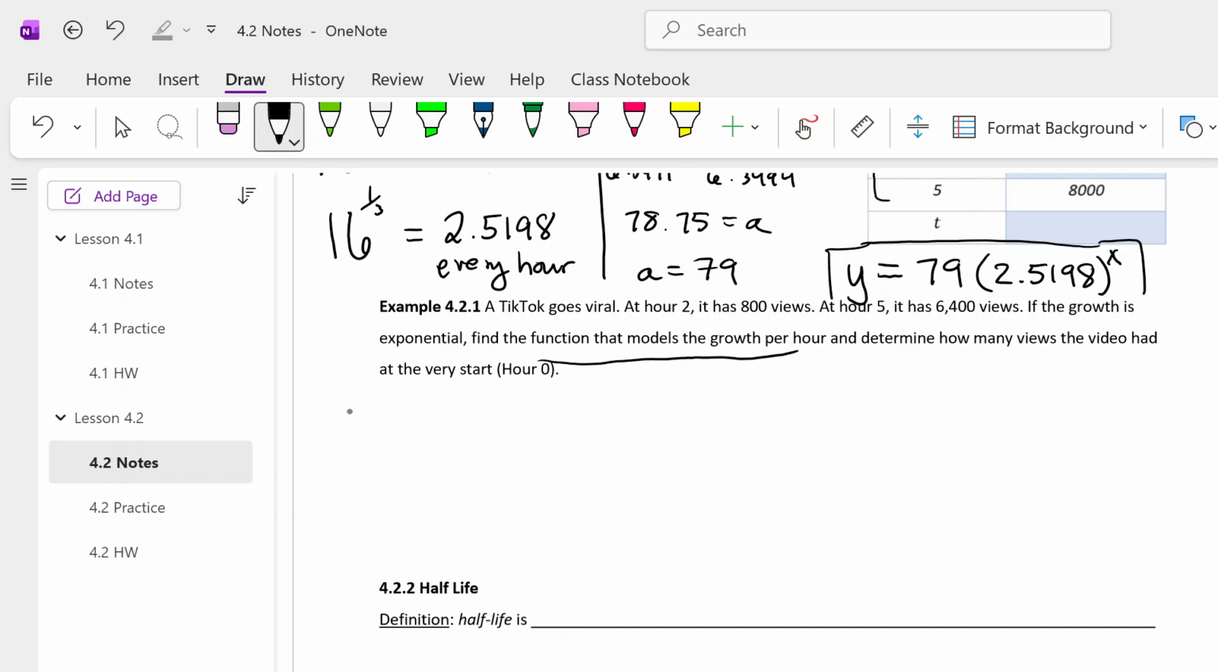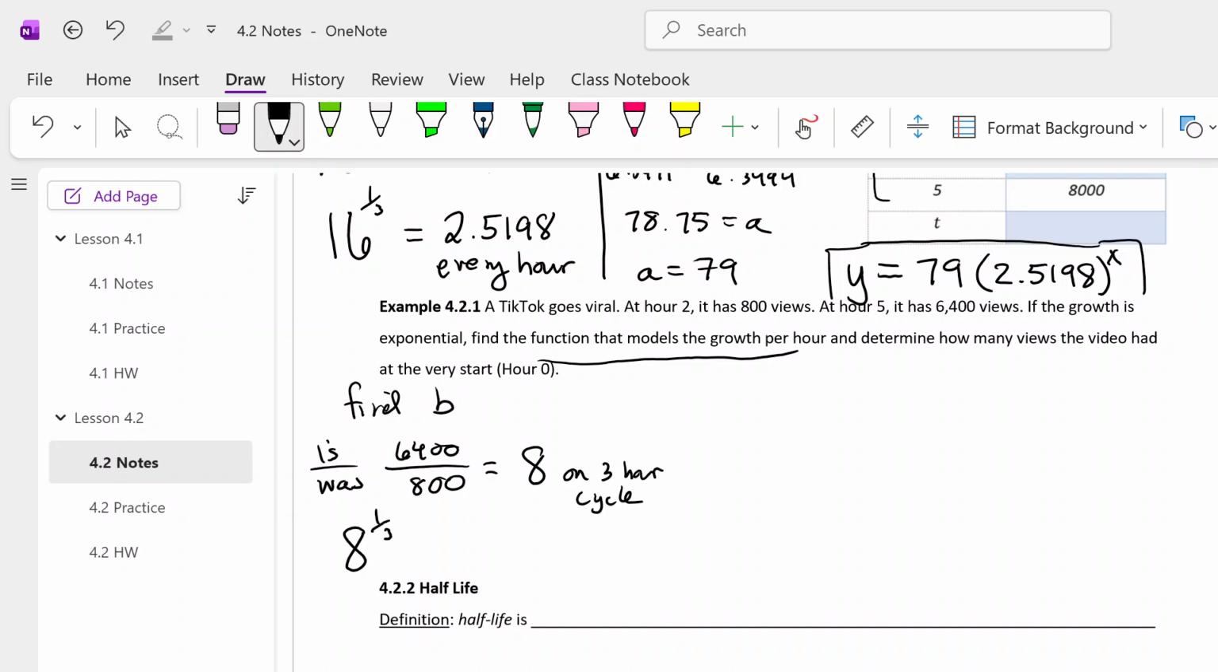Perfect. So we're going to find B. We're going to do an is over was. At some point, the video has 6,400 views. It did previously, was at 800. So we got 64 divided by 8. We have a growth factor of 8, but that is happening on a 3 hour cycle from hour 2 to hour 5. So once again, we want a single hour cycle.